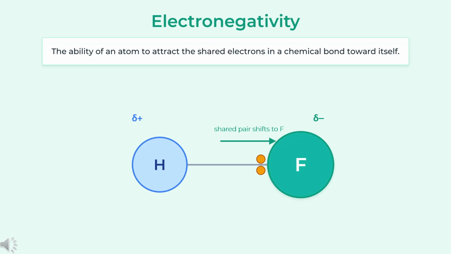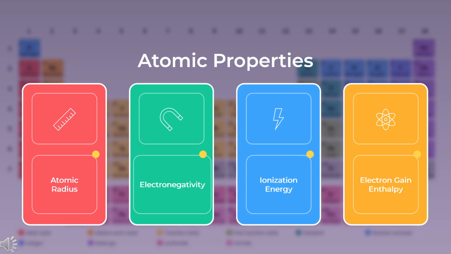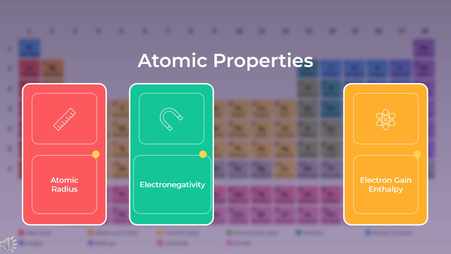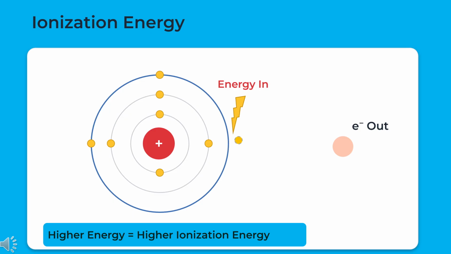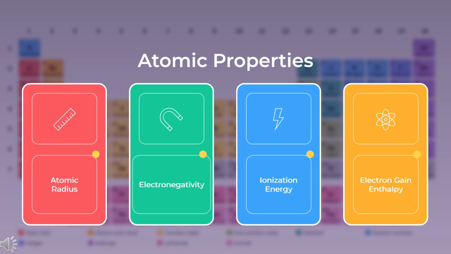Electronegativity is an atom's ability to attract shared electrons. Fluorine attracts them the most. Now let's see ionization energy. Ionization energy measures how difficult it is to remove the outermost electron.